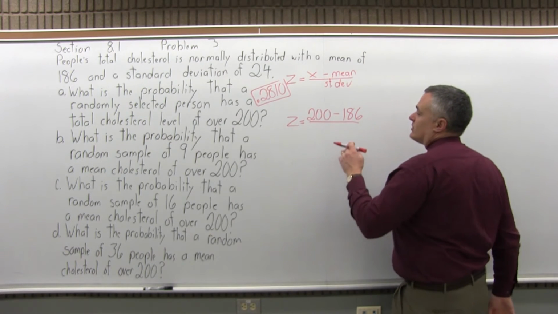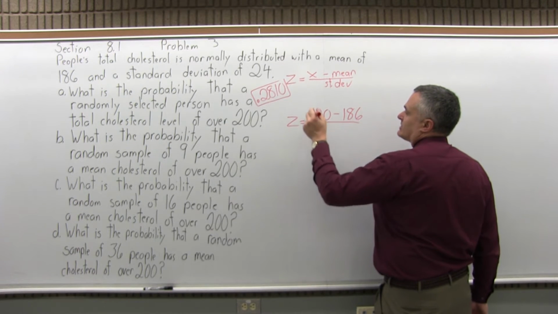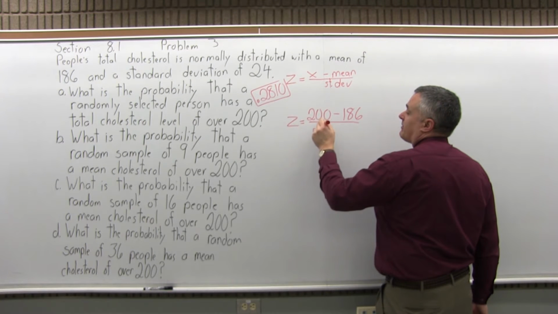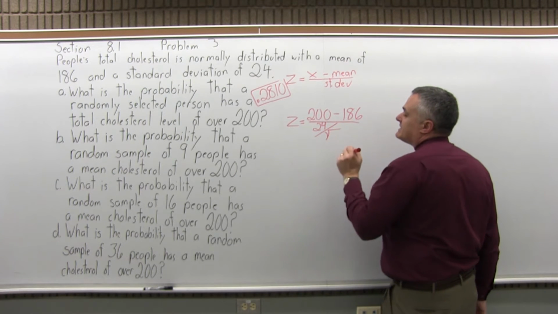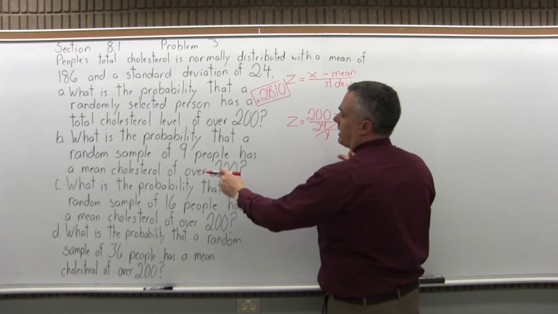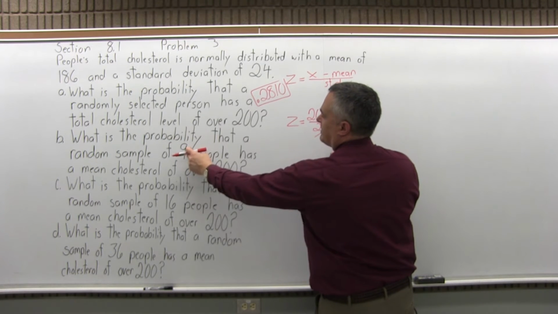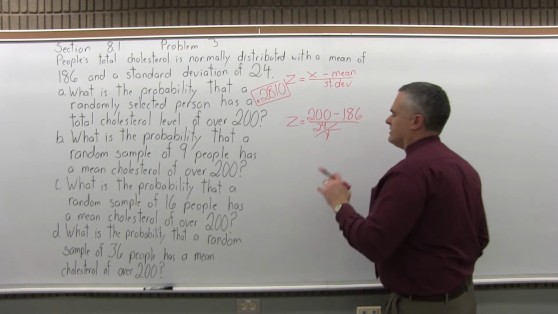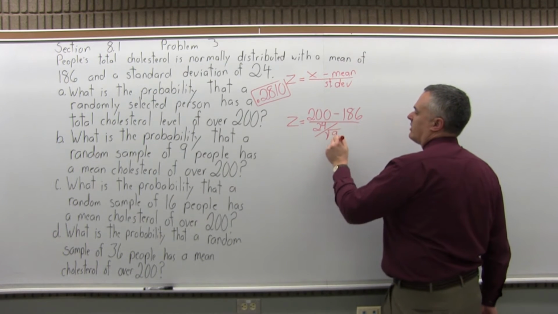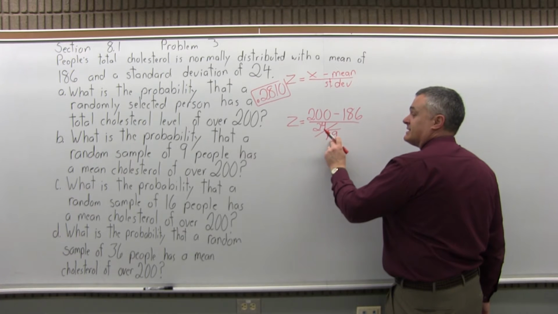And what it's going to be is the 24 for the population over the square root of the sample size, which for part B, I have 9 people. And what you see is in every next part, that sample size is going to get a little bit bigger. And you'll see what that does to the probability. So for part B, the size of the sample is 9.